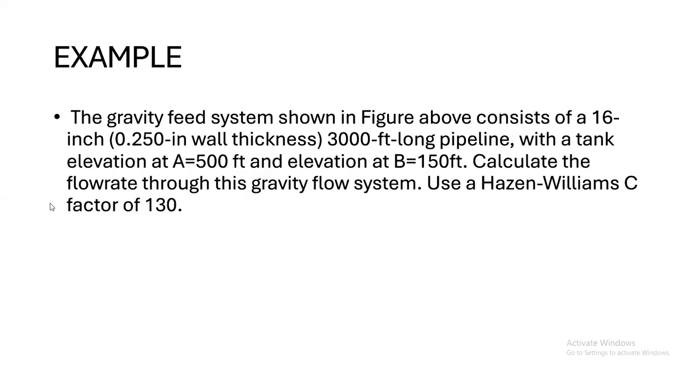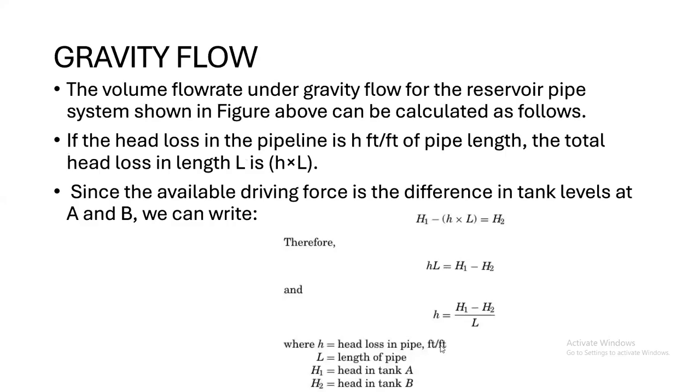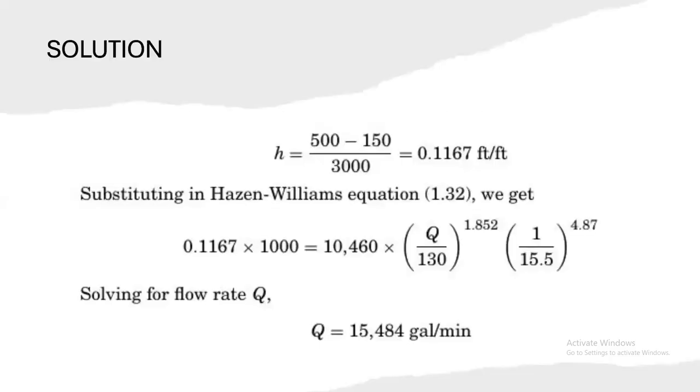So, an example: the gravity flow system shown in the figure above consists of a 16-inch pipe, 3,000 feet long, with tank elevation A at 550 and elevation B at 150. So this one is 550, this is 150, and 3,000 feet long, right? Calculate the flow rate through this gravity flow system using the Hazen-Williams equation with a C factor of 130.